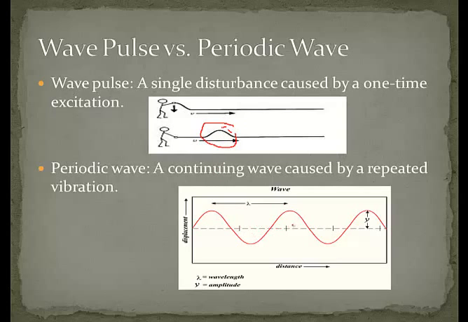Here's another transverse wave, but this is a periodic wave where it's a constant wave like this. Like you would see a light wave traveling by, you see these constant peaks and troughs, and you see the various parts of the wave continually.